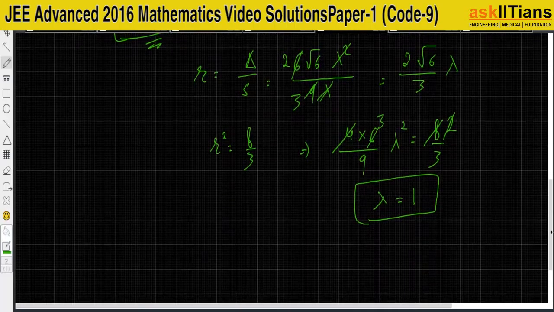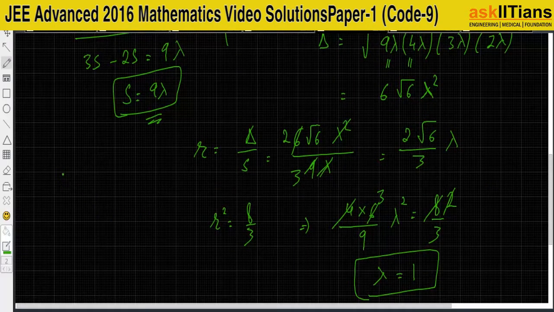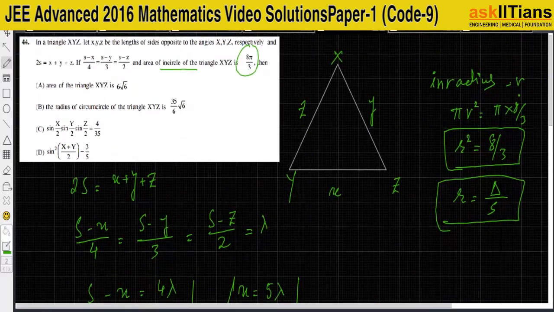If lambda is plus 1, I can find out everything. So what will be delta? Delta, the area, will be 6 root 6. What will be r? r is already given, right? r square is 8 by 3, so r will be the square root of this. What else do we need to find out? We need to find out the radius of the circumcircle. So that's capital R.